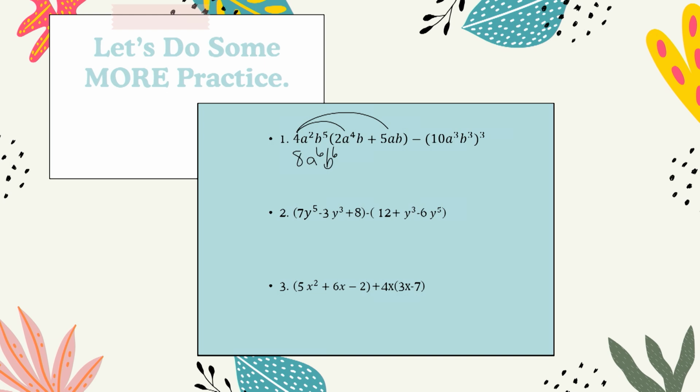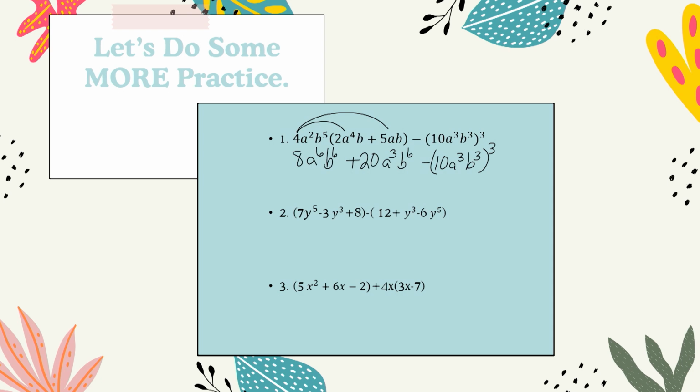And then I'm going to multiply this 4 times 5 and get a positive 20. A squared and a, I would get a to the 3rd. B to the 5th and b, I would get b to the 6th. And then we have this one that is to the 3rd. Now remember when we had a power to a power, we are multiplying those exponents.